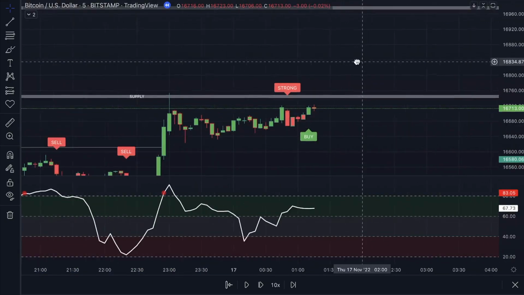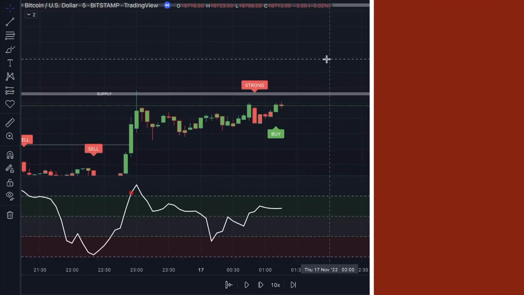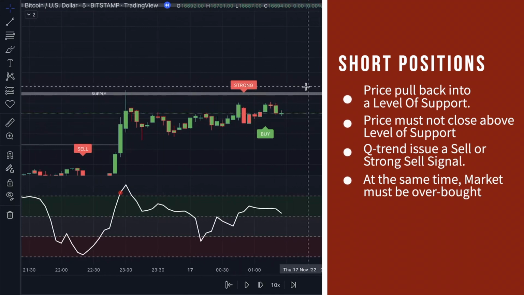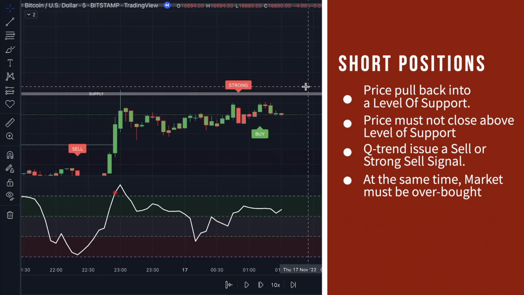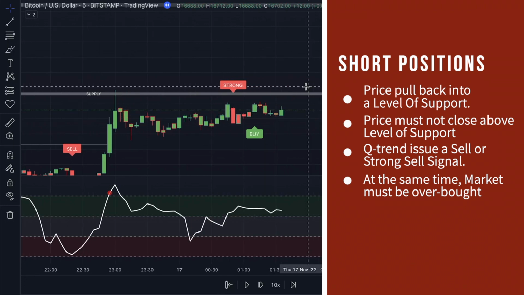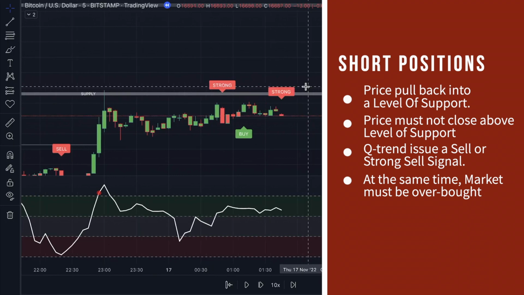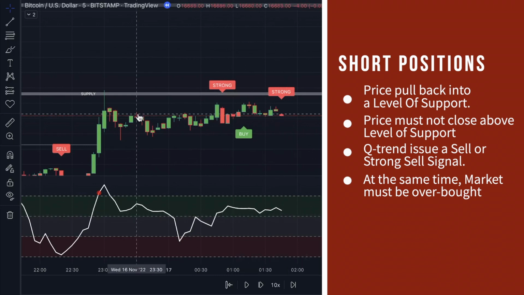So now let's run through the rules for entering a short position. First, the price action must pull back into the level of support. It must either touch it or come very close to it. But if the price crosses and closes above the level of support, then we skip the trade. Next, the Q trend indicator must issue a sell or strong sell signal. Lastly, at the time the Q trend issues its sell signal, the money flow index's white line must be in the green zone, meaning that the market is overbought.